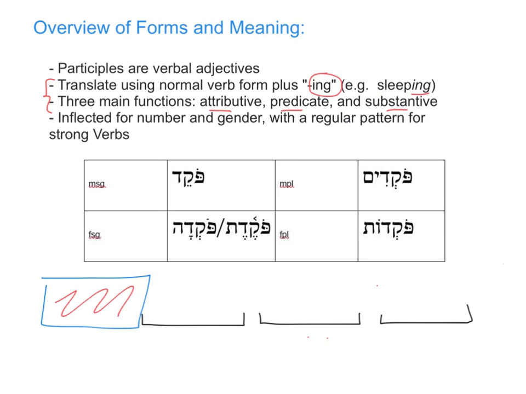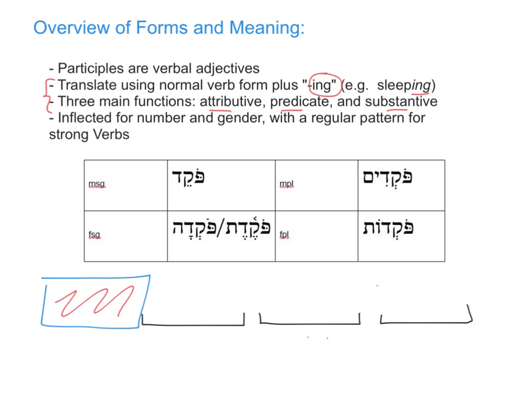Now, one thing that we could also look at, and we should look at because it's part of our chapter, is that when we have weak characters in here, so we have a guttural in one or more of the positions, we can expect to see some changes.